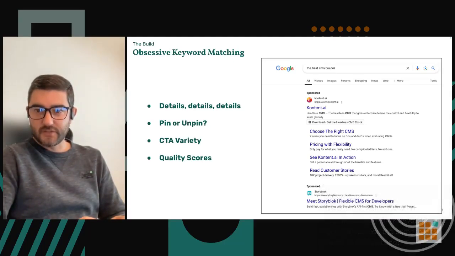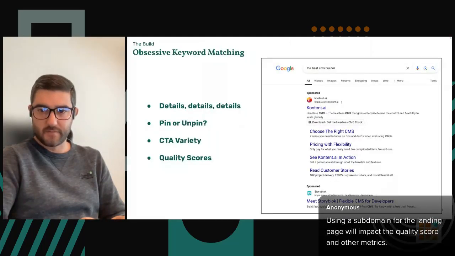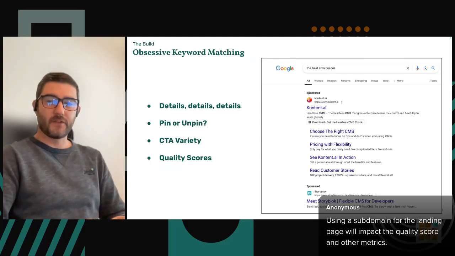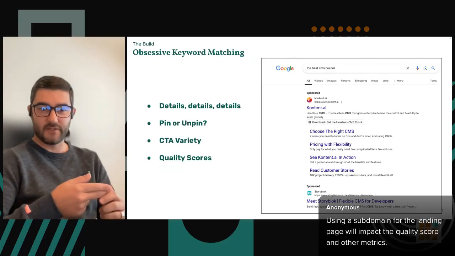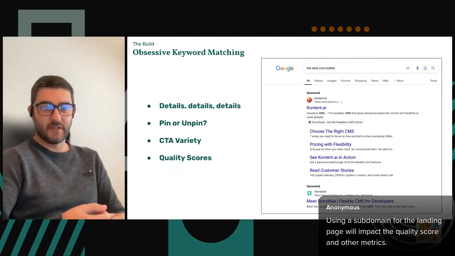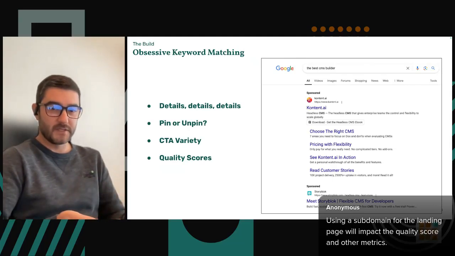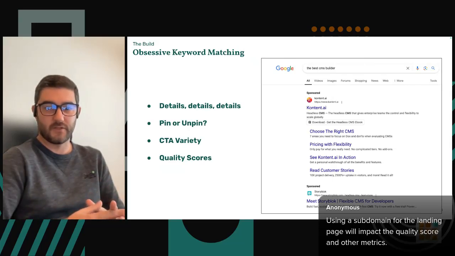Another question, will using a subdomain for the landing page impact the quality score and other metrics? So I have never seen using a subdomain impact quality score and metrics. Like I said, just as long as those three components, your ad relevance, landing page experience, are good, your expected click-through rate will follow. But I have never seen using a subdomain impact quality score. So long as that experience is being delivered on and it's seamless, then you should have good quality scores.